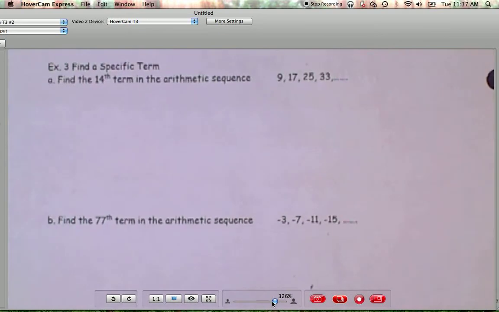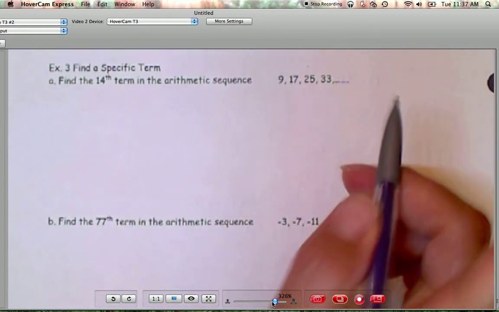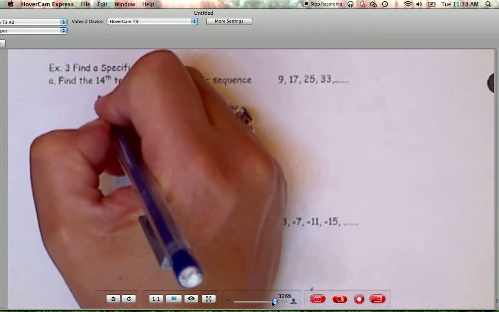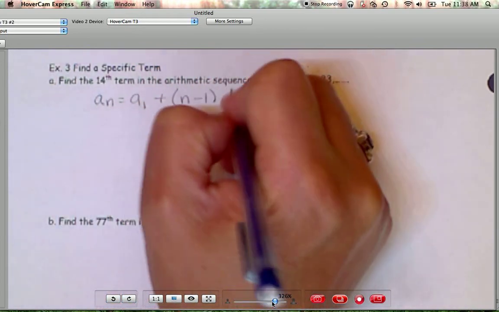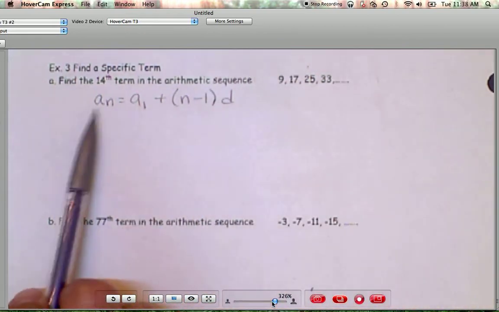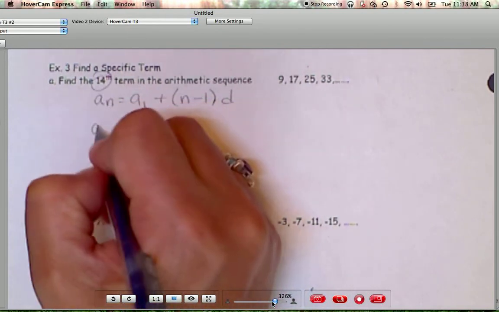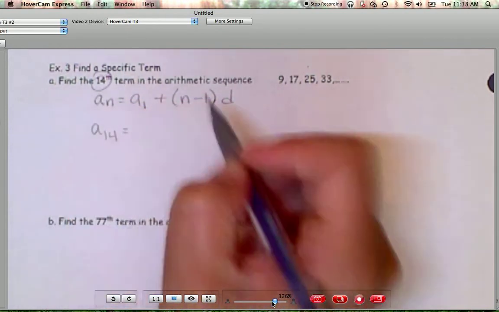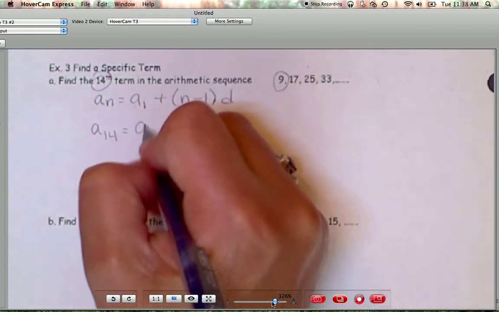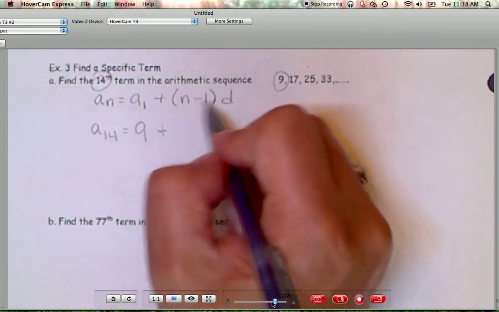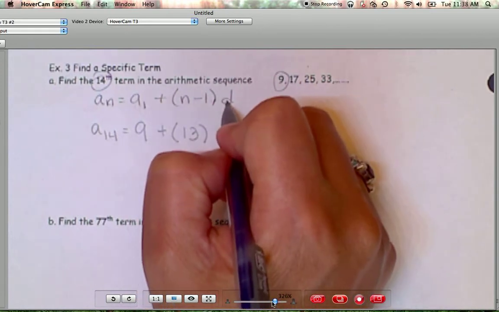Find a specific term. Find the 14th term in the arithmetic sequence. You do not want to have to count this out. So in order to do the formula, let's go ahead and write the formula. A sub n equals a sub 1 plus n minus 1 times d. So we know n is the 14th. We're looking for the 14th term. So n is 14. So a sub 14 equals a sub 1. So what is the first term in this sequence? That's easy. It's the first one. 9 plus n minus 1. N is 14. So that's 13, and the common difference is the other thing we need to fill in.